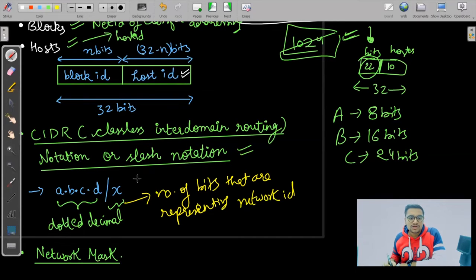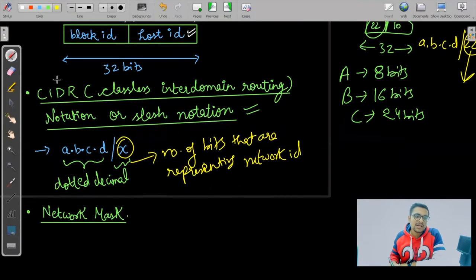Okay, so let's suppose I take this scenario. In this case the IP address would be a.b.c.d/22, because 22 bits will be used over here for the network ID identification, or we could also say it is being used for the masking process. Okay, now coming back to the network mask.